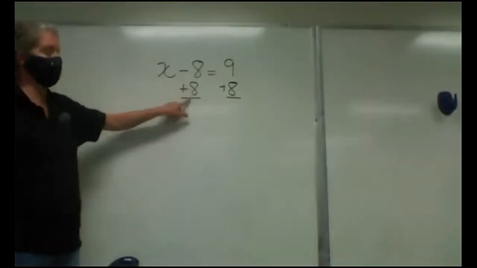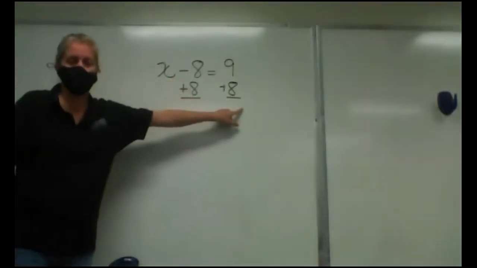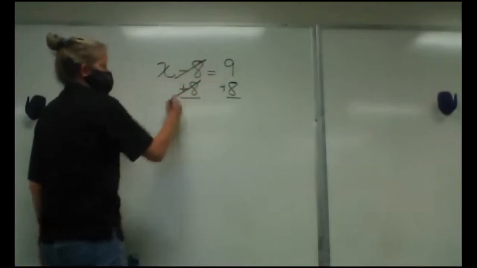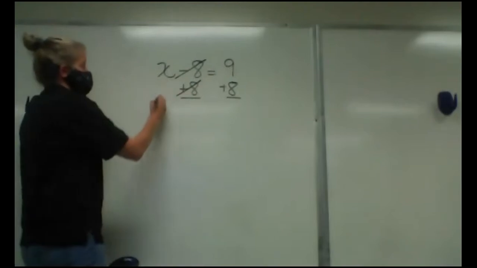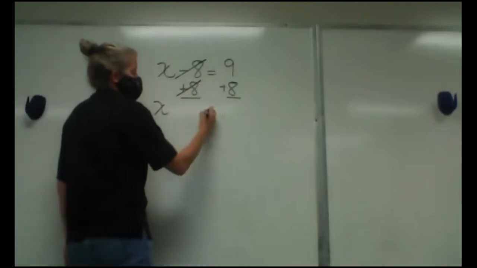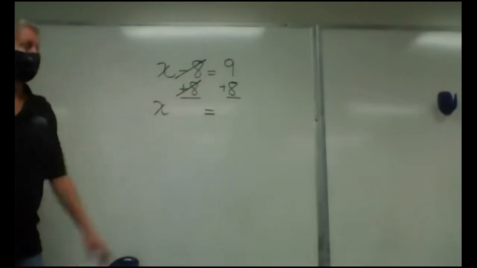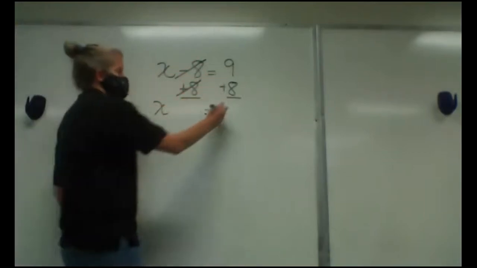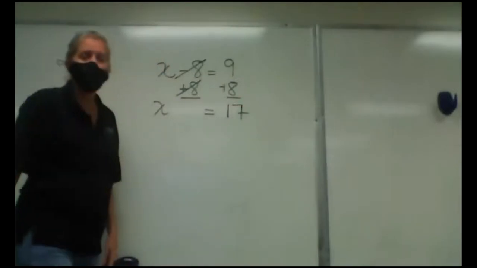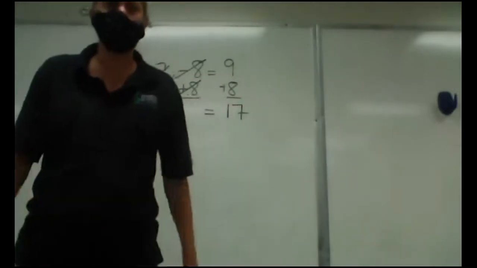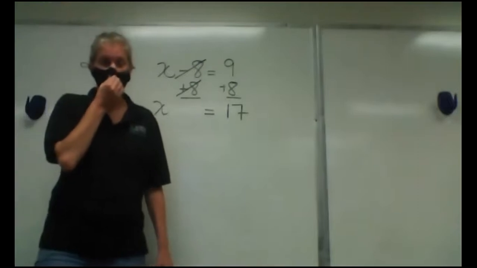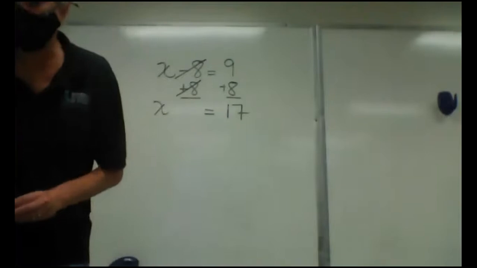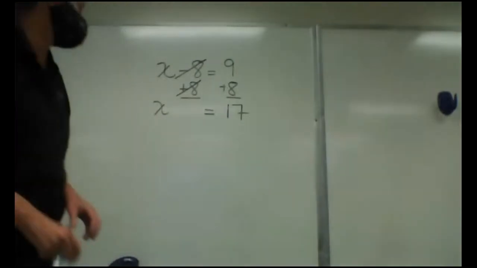So if I do it to one side, I had to put it on the other side also. So let's see, the minus 8 plus 8 cancels out. X is alone like it likes to be. On the right side, I just do the math. 9 plus 8, which gives me 17. So you would just put 17 in as your answer. And that's number 1. Okay, let's look at number 2.